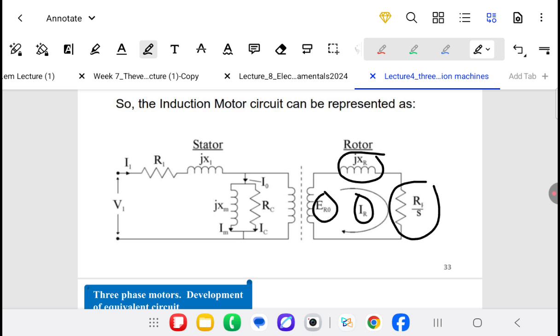And for the stator circuit, R1, jX1, I1, and V1 for the supply voltage and current, RC for the resistance representing eddy current losses, and jXM, which is the magnetizing reactance of the stator.